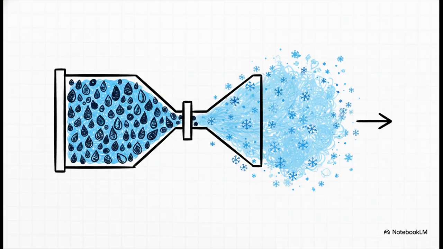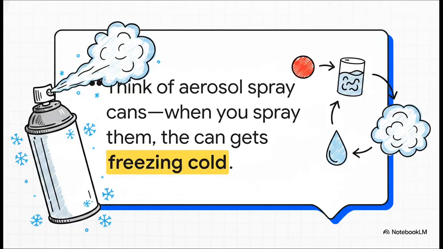It forces that highly pressurized liquid through a tiny, precise restriction and out into a much wider, open space on the other side. Because the fluid goes from a tight squeeze to a wide open area instantly, it creates a sudden, massive drop in pressure. I love this analogy because it perfectly demystifies the physics here. Just think of an ordinary aerosol spray can, like hairspray or spray paint.